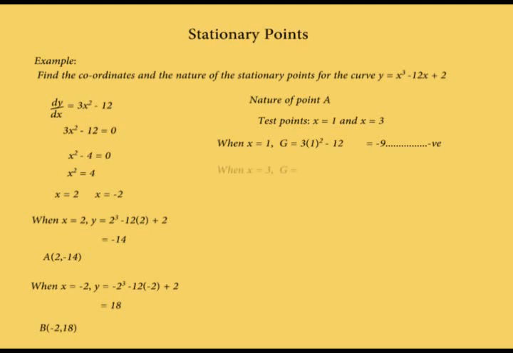When x is equal to 3, we are substituting in the gradient function. That will give us 3 times 3 squared minus 12, giving us 15. So the gradient changes from negative to 0 and then to positive. This is a minimum stationary point. So point A is a minimum stationary point, and we represent it with this symbol.